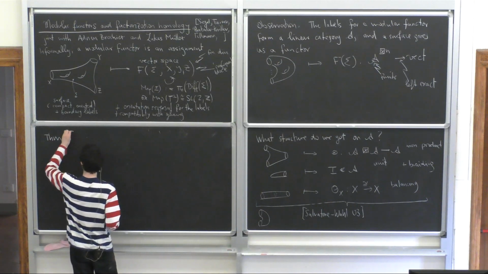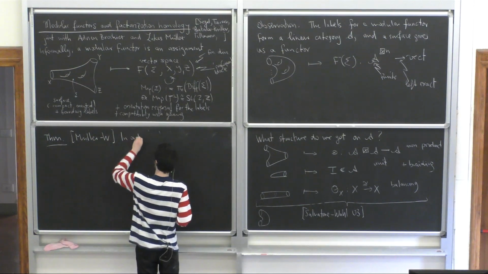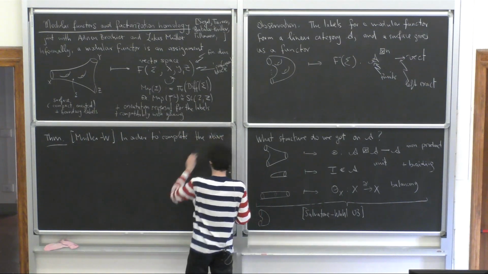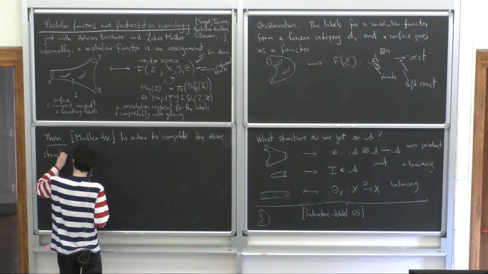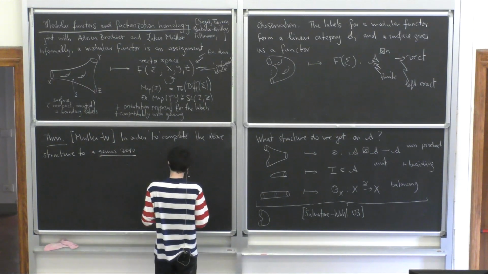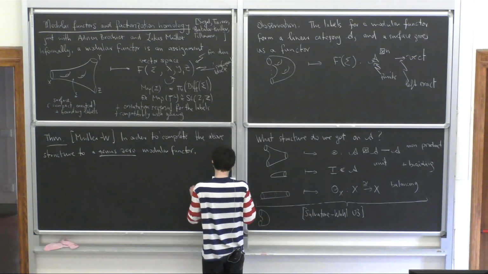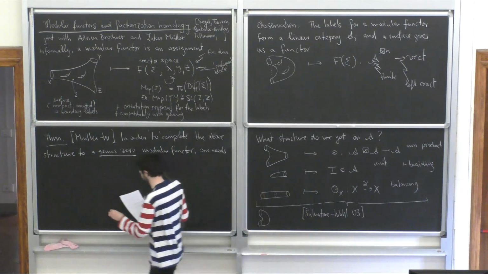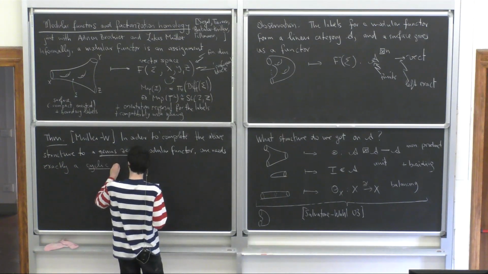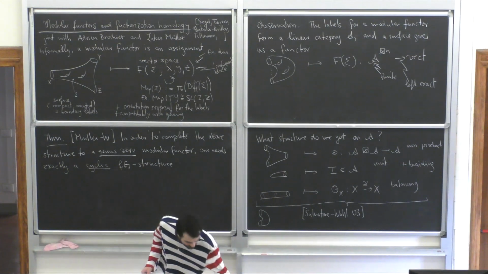In order to complete the above structure to a genus 0 modular functor, one needs exactly a cyclic framed E2 structure on this category. And I will say what that means.